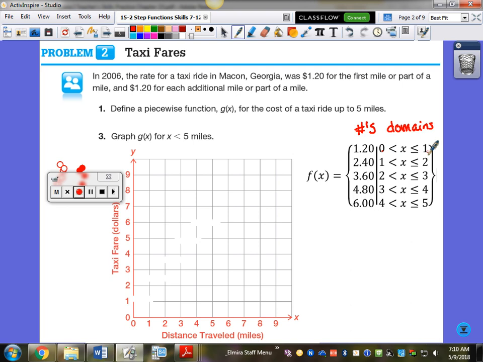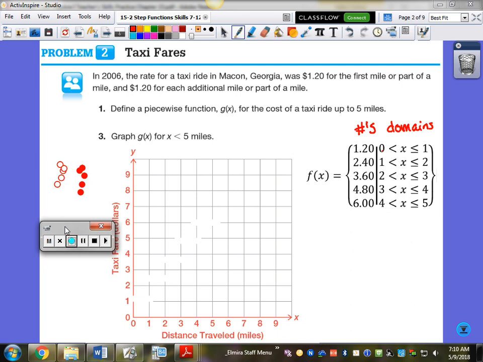So on the graph, you notice there's no underline, there's no equal to bar under the 0. That means that there's no situation where you're going to go 0 miles in a taxi. We just use that as a bottom limit. So we're going to use an open circle at $1.20 and 0 to start this step function. And we're going to use a closed circle at 1, still at $1.20, and connect those.